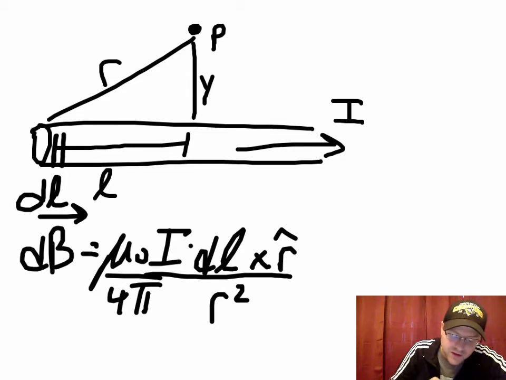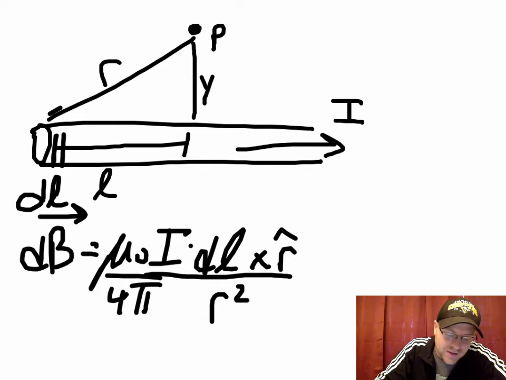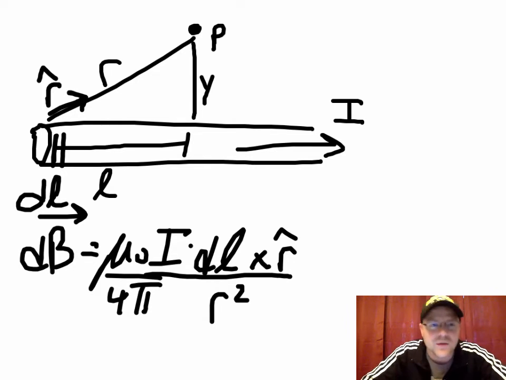dl has a vector notation to it. It's in the direction of current. So the dl is to the right because the current in this wire is to the right. The r, remember, r is the position from our little dl segment, our current element, to point P. So r has a unit vector, r hat, that has magnitude 1 and points in the direction of that r position vector.